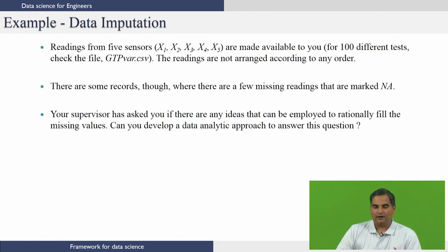The readings are not arranged according to any order. Basically what this means is you are not to infer any time sequence or any other sequence from these data samples. Now, if all the data were available, then you could process this data for other activities. However, in this case there are some records which have data that is missing. These are marked as not available, NA.